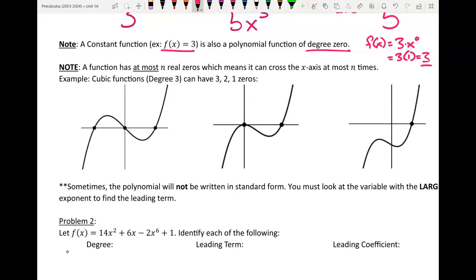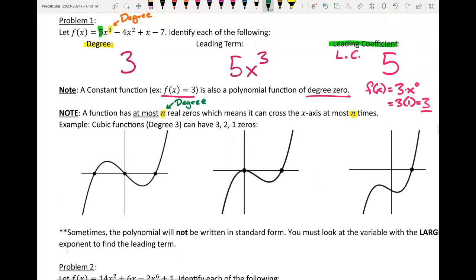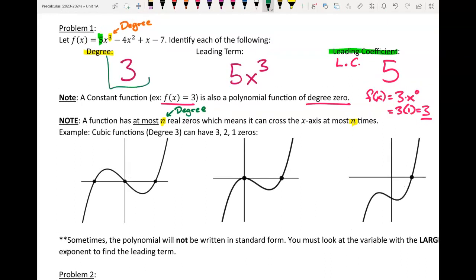Another note, a function has at most n real zeros, which means it can cross the x-axis at most n times. Now remember, what does that n represent? Well, the n represents our degree, so that is the degree of the function. So if we go back up to this problem right here where we had a degree of 3, that means that this function f of x has at most 3 zeros, no more than 3. It can have less than 3, but it can have no more than 3.